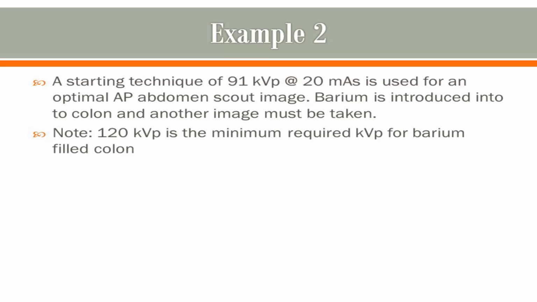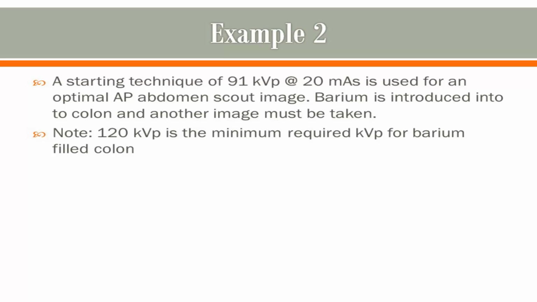So let's look at example 2. A starting technique of 91 kVp and 20 mAs is used for an optimal AP abdomen scout image. Barium is introduced into the colon and another image must be taken. We know that barium is much more difficult to penetrate than bone and other tissue, so we know that we need to increase our kVp. We saw that 120 kVp is the minimum required kVp for a barium-filled colon from the chart we reviewed earlier.